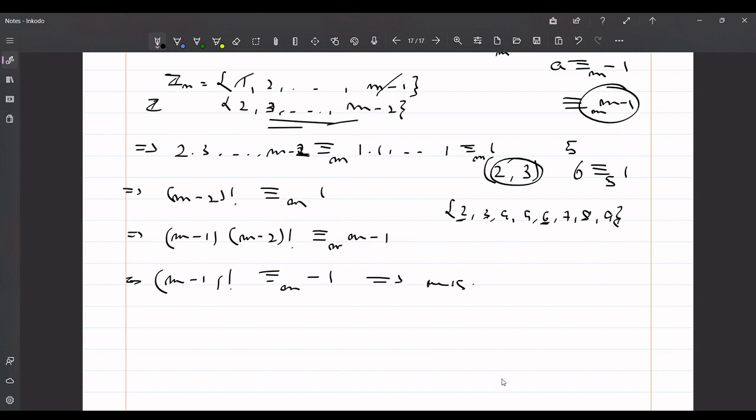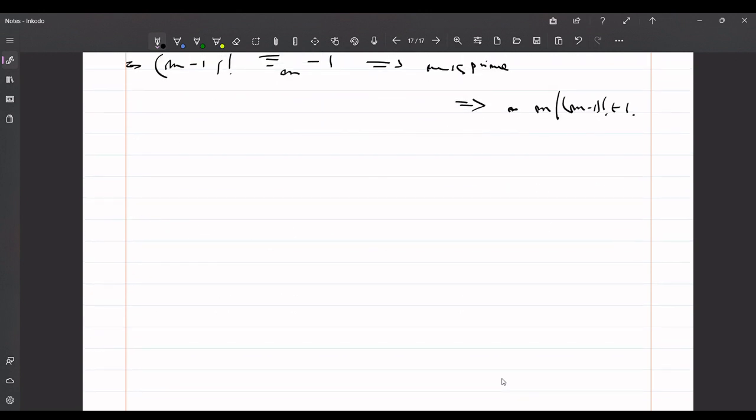That is, whenever m is prime, we have m divides m minus 1 factorial plus 1. Clear? Now, what if m is not prime? What if m is not prime? Can you show that this statement will not hold if m is not prime?